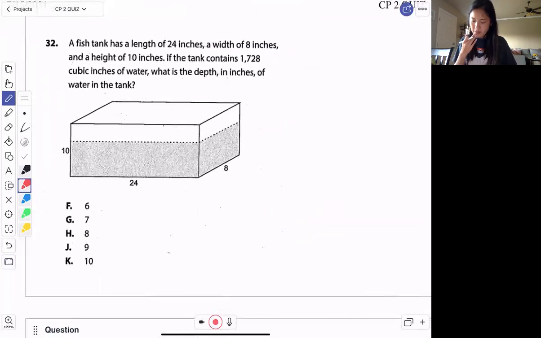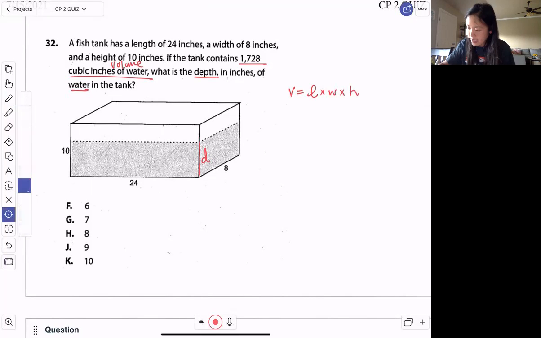All right, 32 is about a fish tank that has a length of 24, width of 8, and a height of 10. If the tank contains 1,000 cubic, so this is the volume that we have. What is the depth? Okay, so the depth would have to be here. Basically, the height of the water. It wants to know the height of the water.